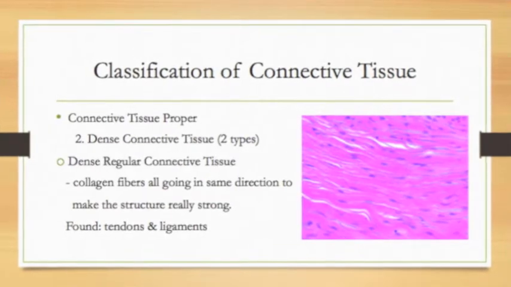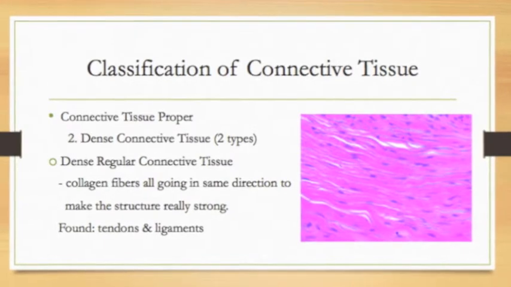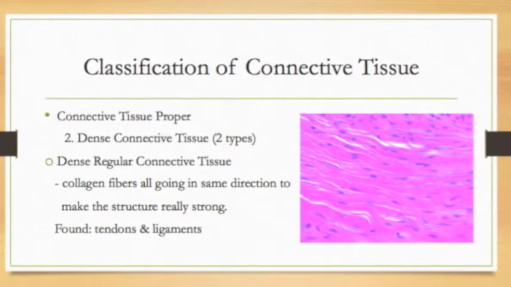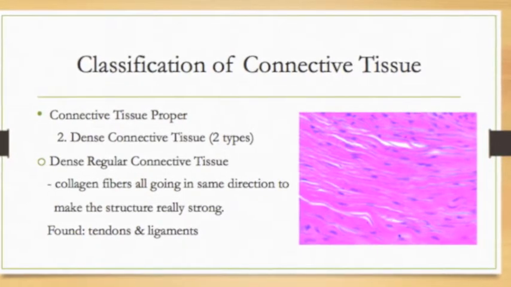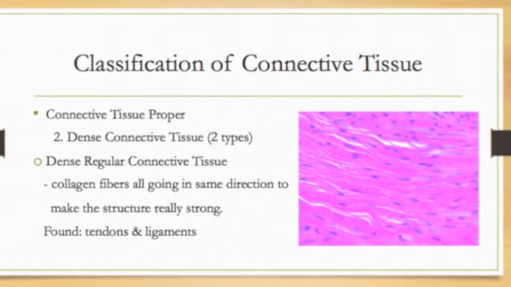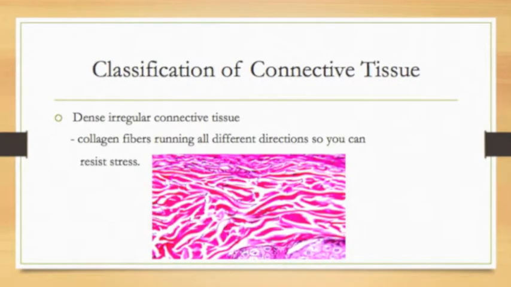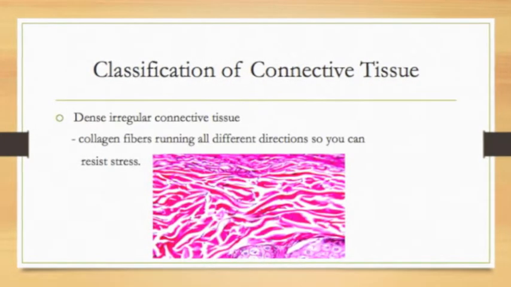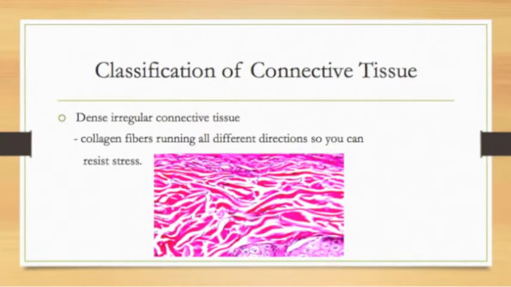Connective tissue proper, there's two types of dense connective tissue. Dense regular connective tissue is collagen fibers all going in the same direction to make the structure really strong. It's found in tendons and ligaments. Dense irregular connective tissue is collagen fibers running all different directions so you can resist abrasion.